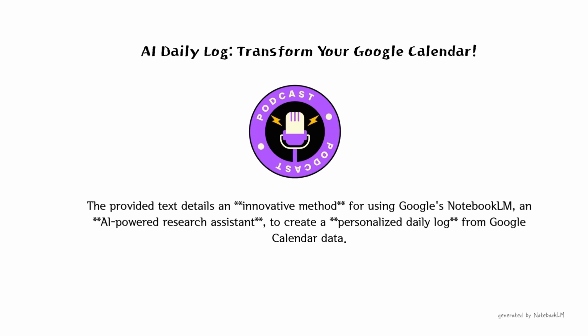So instead of you trying to manually piece together your week from hundreds of entries, the AI does it for you. Precisely. The user started with a pretty direct prompt, something like, can you turn my calendar data into a daily log-style summary for the past few weeks? List what I did each day in a readable format, including times and types of events.